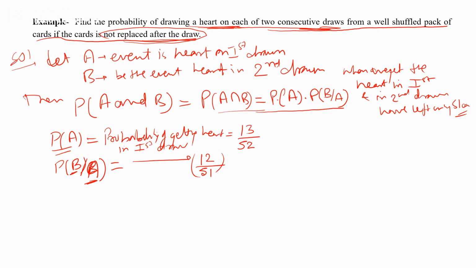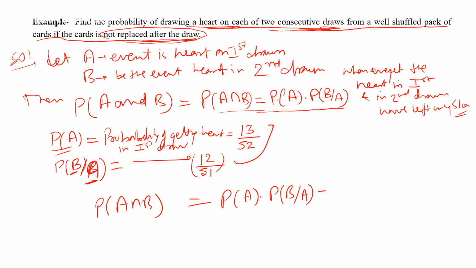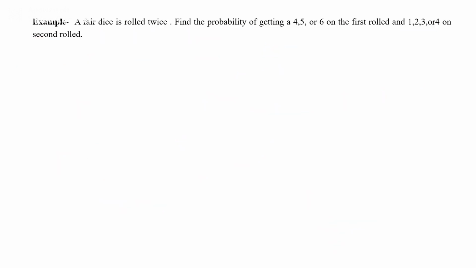Now substituting, probability of A intersection B is probability of A into probability of B given A. So we write 13 by 52 times 12 by 51, and after simplifying we get 1 by 17. The next example: a fair dice is rolled twice.